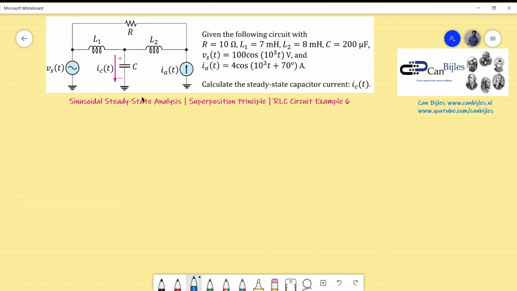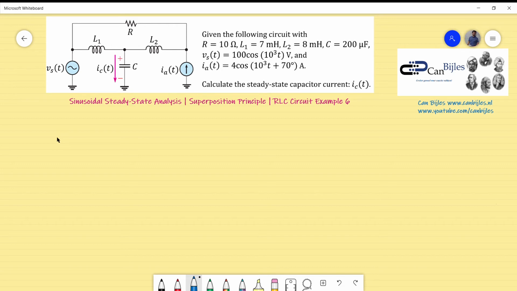So what do we have? We have two inductors, L1 and L2, one resistor and one capacitor, one voltage source, Vs, and one current source, IA, both in time domain representation as shown here. And we have also a question, which is to calculate the steady state capacitor current IC, which is in this direction. So how do we start?